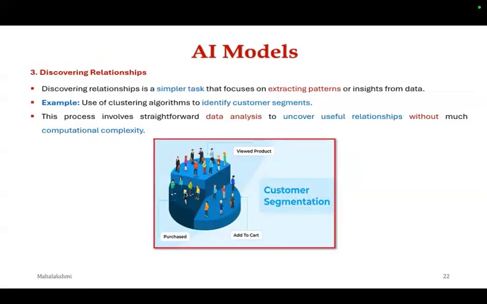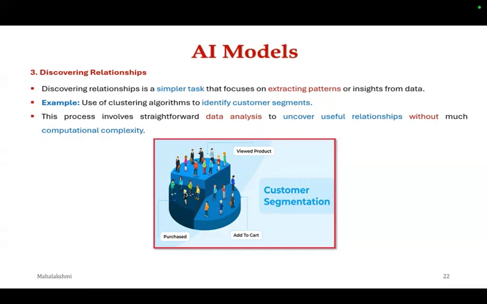And then the third AI model. So let's move on to the third AI model. This third AI model is discovering relationship. Discovering relationship is a low complexity model in the category of discovery. It focuses on extracting patterns, that is, deriving some fruitful data from the available input. The input may be raw input, and we have to convert it into structured data.